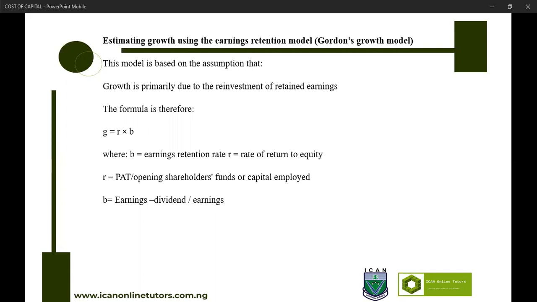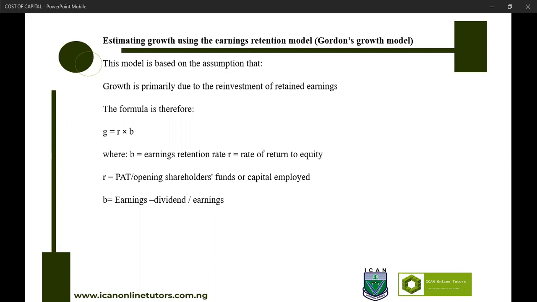Growth will be equals to R multiplied by B, where R represents the rate of return on equity, and B represents earnings retention. The rate of return on equity, or what is known as return on capital employed, will be calculated as follows: your earnings, or profit after tax, divided by opening shareholders' funds, or capital employed.